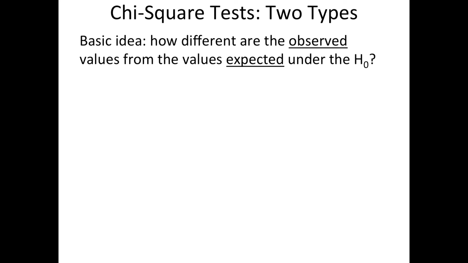So let's move on. Chi-square tests are what we're going to focus most of this lecture on. And I'll tell you about two different types of these. The basic idea here for both of them is how different are the observed values from values expected given the null hypothesis. So there are two types of these.